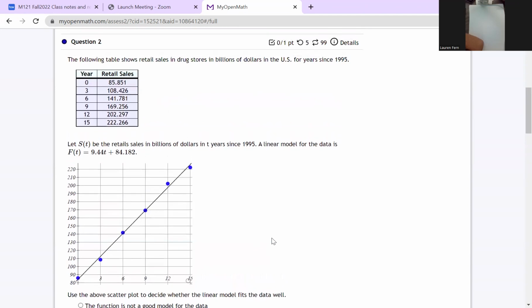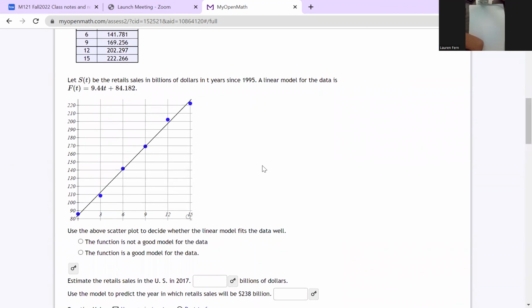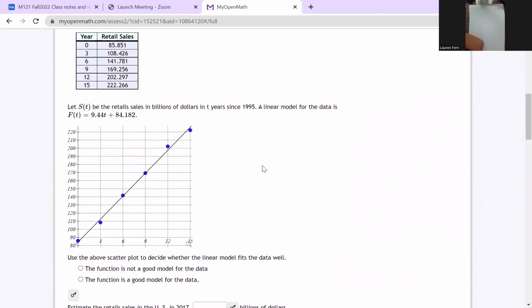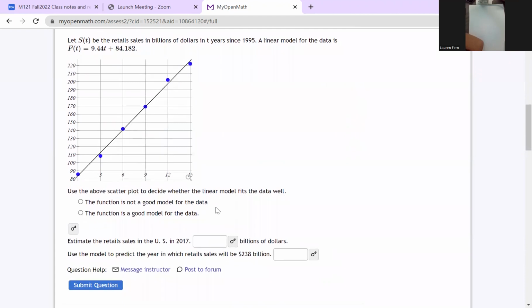Okay. Notice here that we have our input, which is T, to be the number of years since 1995. So if we're talking about the year 2017, the first step we have to figure out is what would we plug in for T? Well, how many years after 1995 is the year 2017? I claim that it is 22 years later. So in this case, I would plug in 22. And then I would get my answer there.